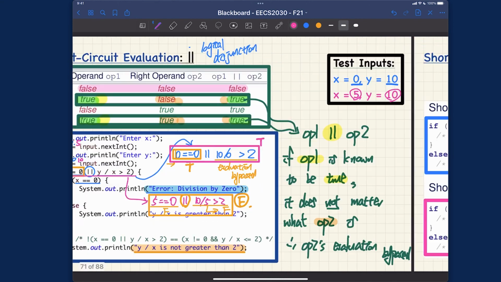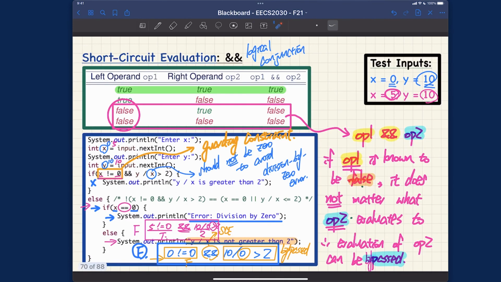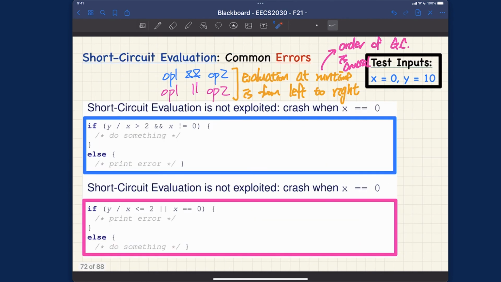As you can see, in the case of a disjunction we put the guarding constraint first, and also in the case of conjunction we put it first. What if we put it as a second operand? What's going to be the consequence? Let's talk about this case where we might have a division by 0 error. Let's see the first one, x is 0 and y is 10. So now y is 10, and we have 10 divided by 0 larger than 2, and the guarding constraint, which is 0 is not equal to 0.